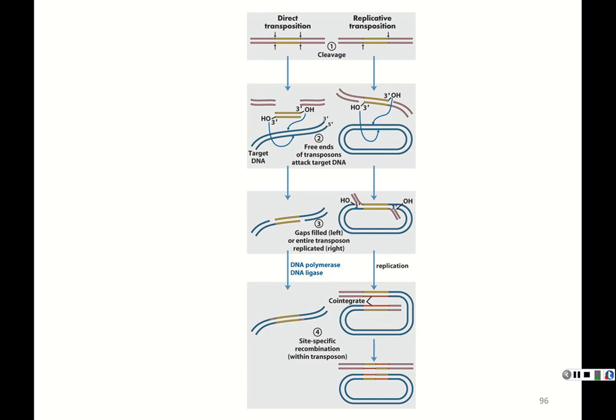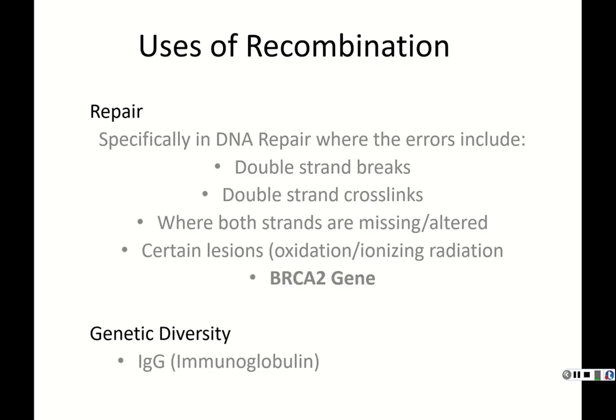This is the book's figure to show how transposons can move around and be inserted into new places in the gene, or excuse me, new places in the chromosome. Okay. Again, the uses of recombination: repair, that's specifically in DNA repair where the error includes double-stranded breaks or double-stranded cross-links. So those are some pretty big damage to DNA, not just a simple mismatch, but where you have something that would stall replication. Okay.